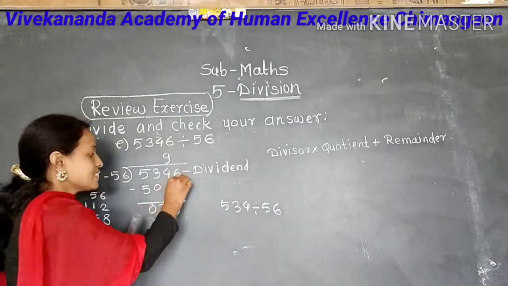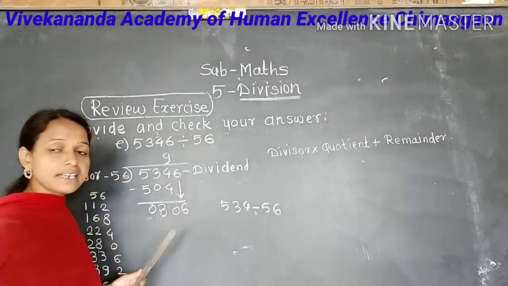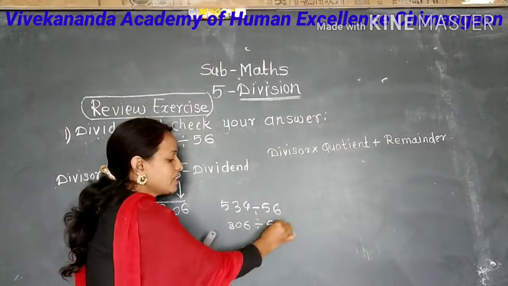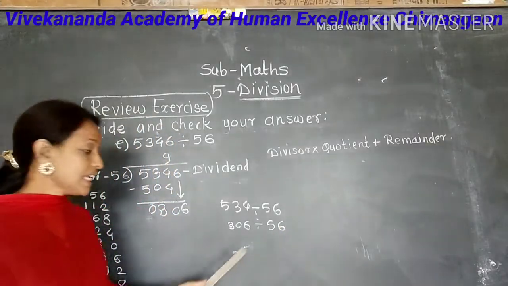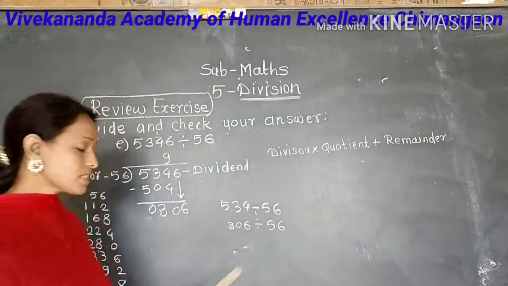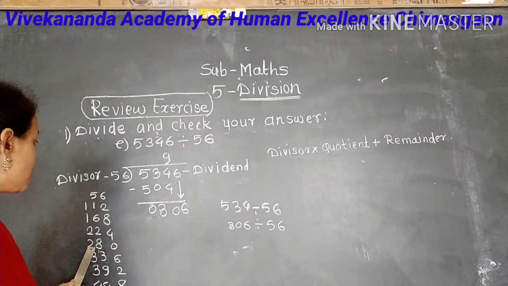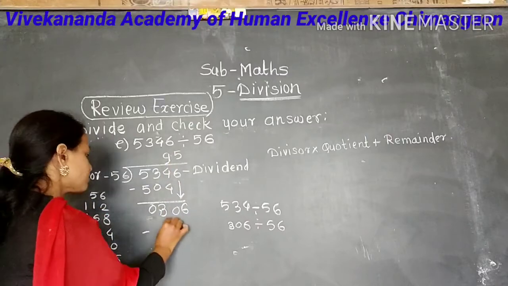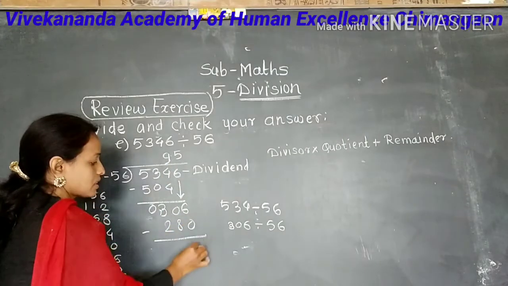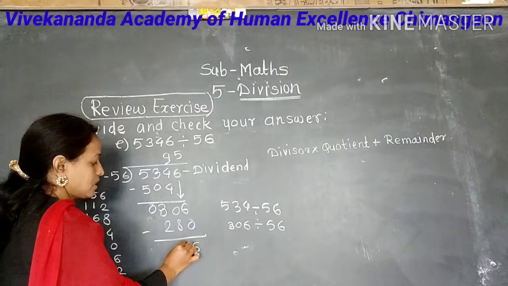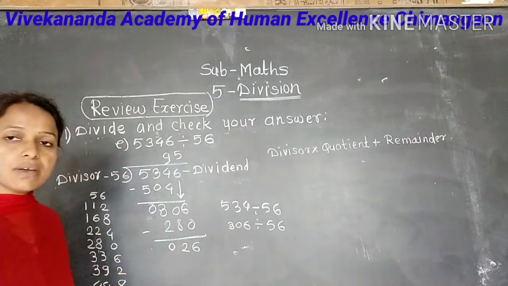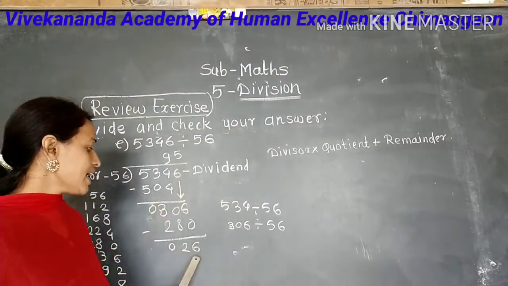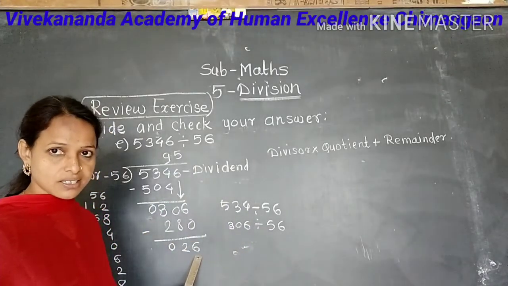Now the next digit is 6, it brings down. Now here we have to divide 306 by 56. So by dividing 306 by 56, it gives us quotient 5. So we write 5 in the ones place. So in this way, by dividing 306 by 56, it gives us quotient 5 and remainder 26.